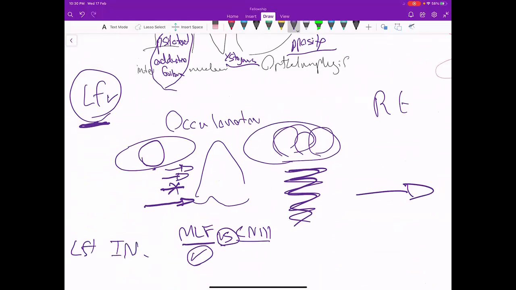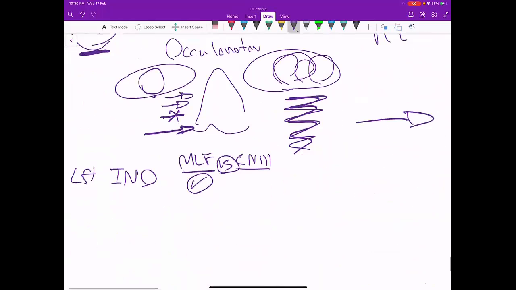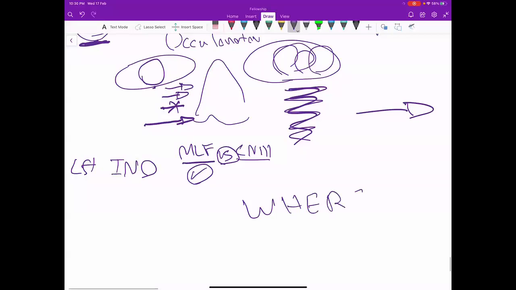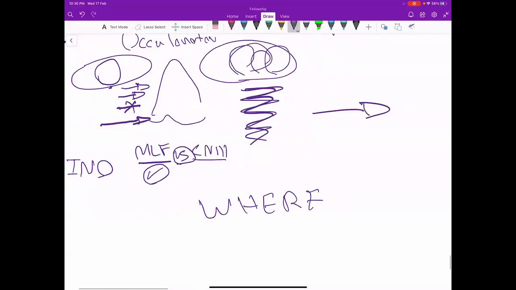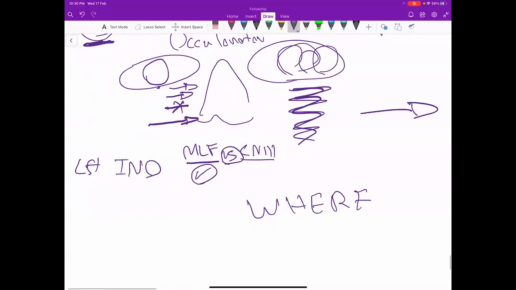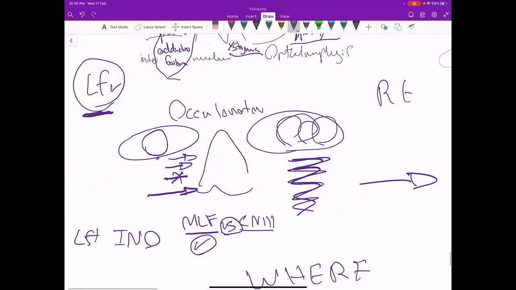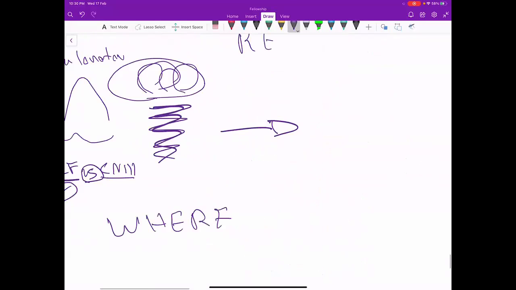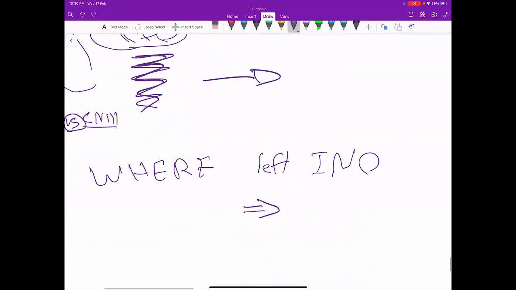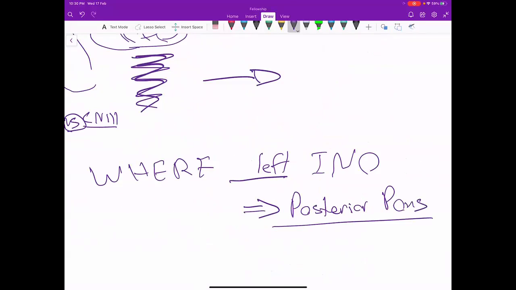Yeah, left INO. So where is the lesion? On the right. Huh? On the left medial longitudinal fasciculus. In the left INO. Yeah. Where is the MLF? It is in the posterior pons. Left posterior pons. That's where my lesion is.